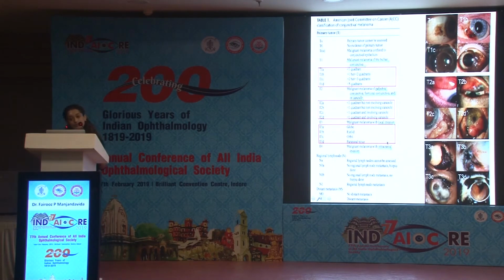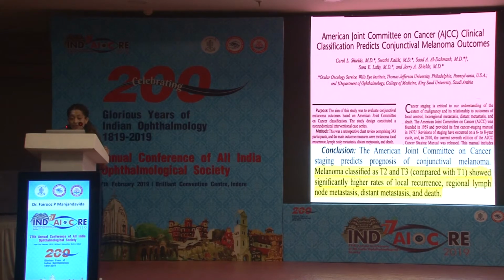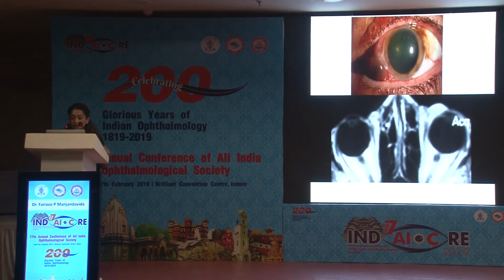T3, anything with local invasion. It could be globe, it could be eyelid, it could be orbit, or the paranasal sinus. And of course, T4 is with the intracranial invasion. So this, we usually use in our practice, and we do stage in the AJCC classification. And this has been reported by Dr. Shields that melanoma classified as T2 and T3 showed significantly higher rates of local recurrence, regional lymph node metastasis, distant metastasis, and death. So any lesion which is present in the caruncle, in the fornix, it's very important to image them radiologically, either with a CT scan or an MRI, in order to look for orbital extension.